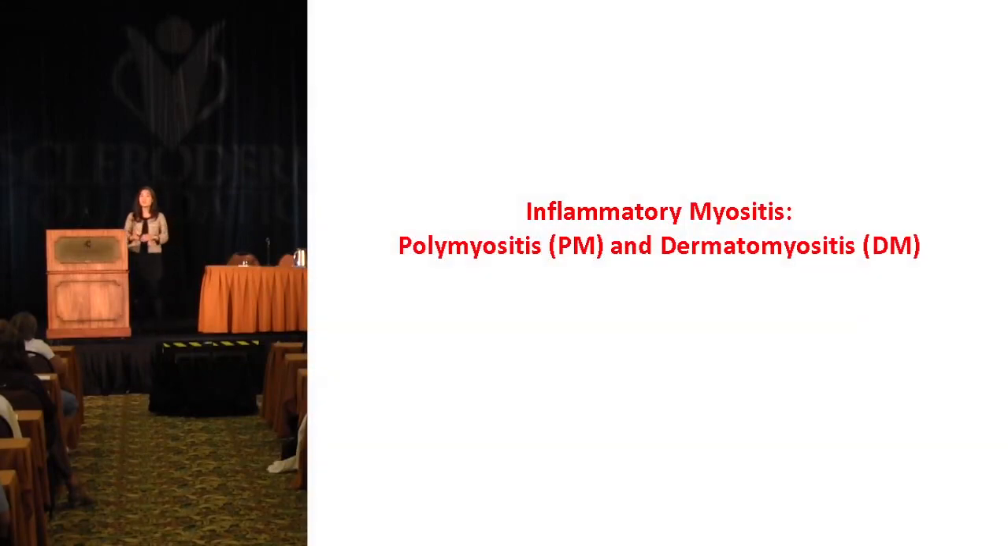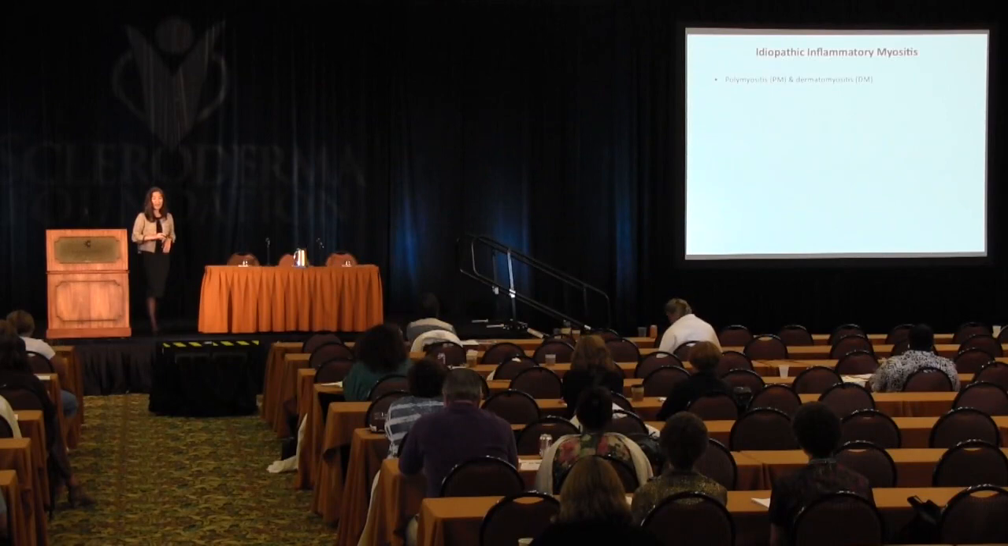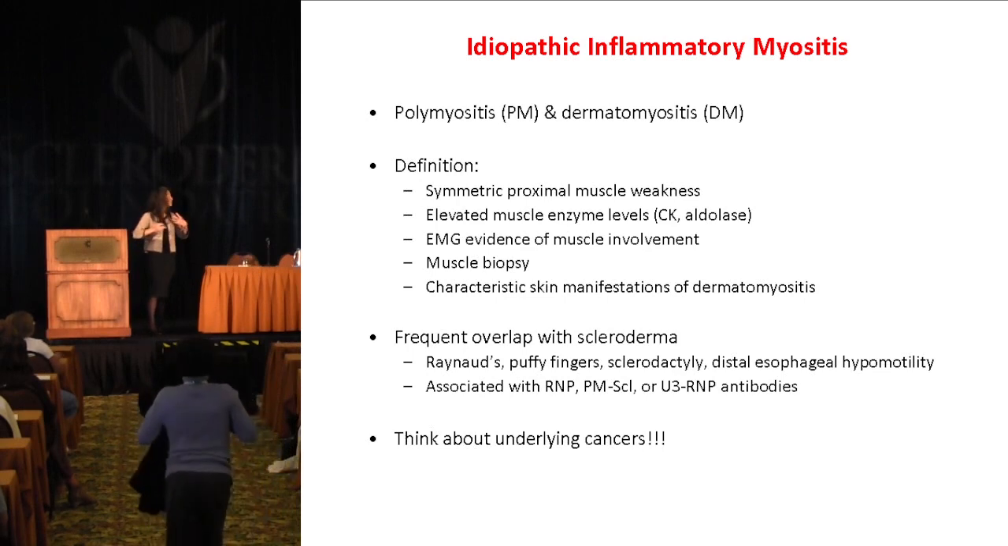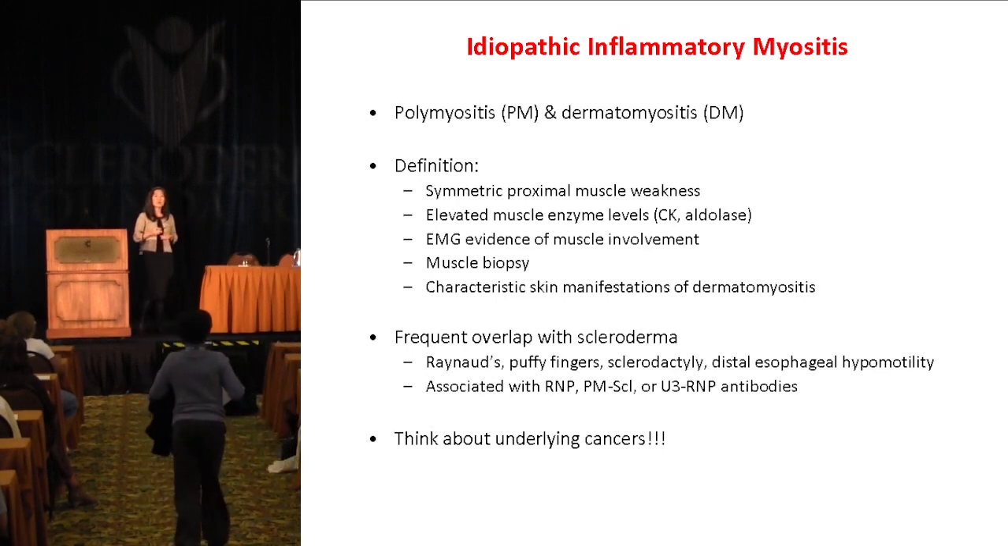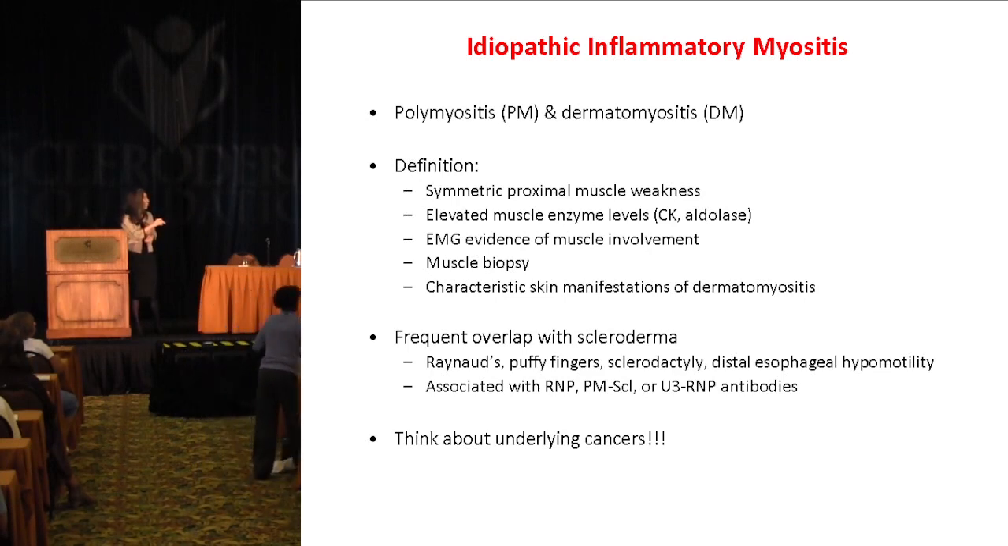Okay, so shifting gears to inflammatory myositis. This is comprised of a couple of different diseases, polymyositis and dermatomyositis. And basically, what is the definition? This refers to symmetric proximal muscle weakness accompanied by elevation of muscle enzymes. These are CK or aldolase, suggesting there's ongoing muscle inflammation.